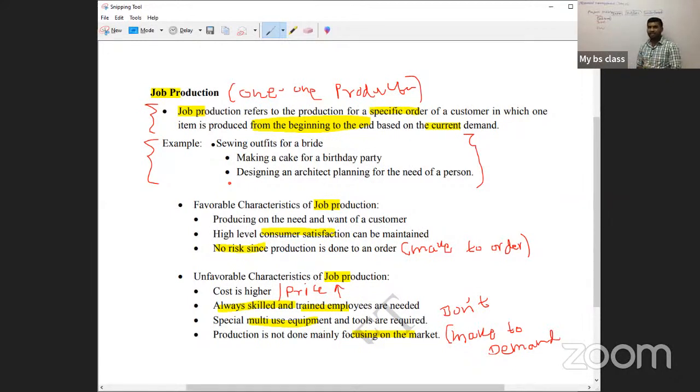So which is again a cost for you, right? But here even it's a very small number of production in terms of the product count, but still the risk is low.